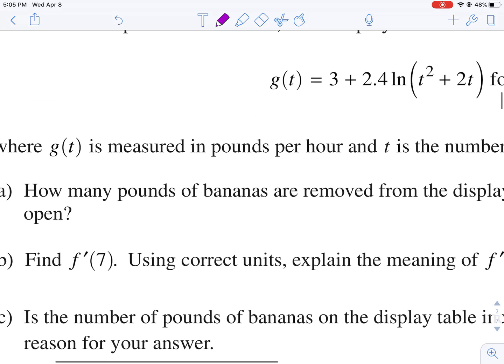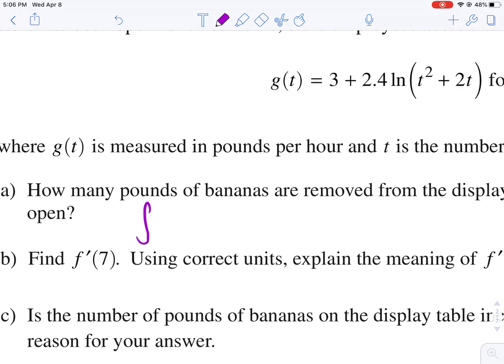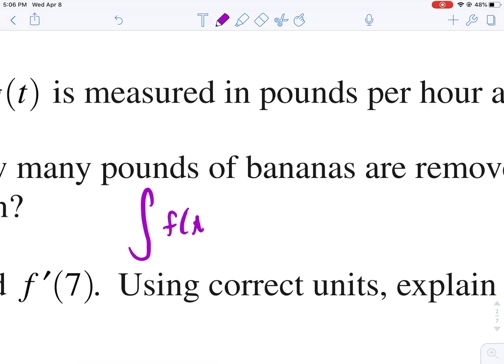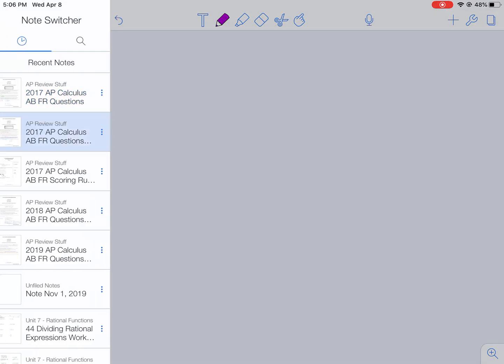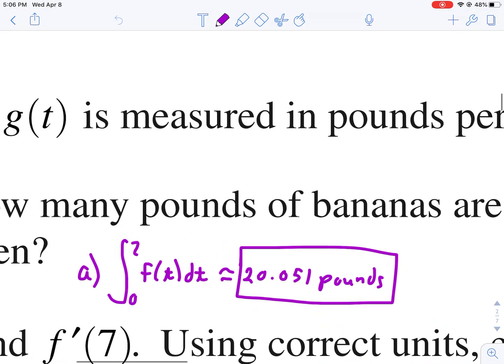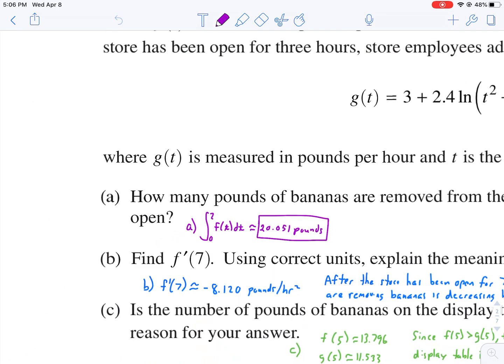So remember, the amount of change is the integral of the rate of change. So in this case, the integral of f of t dt from 0 to 2. Well, look, I even chose the same color. And then you can always round to 3 decimal places unless otherwise stated in the problem.